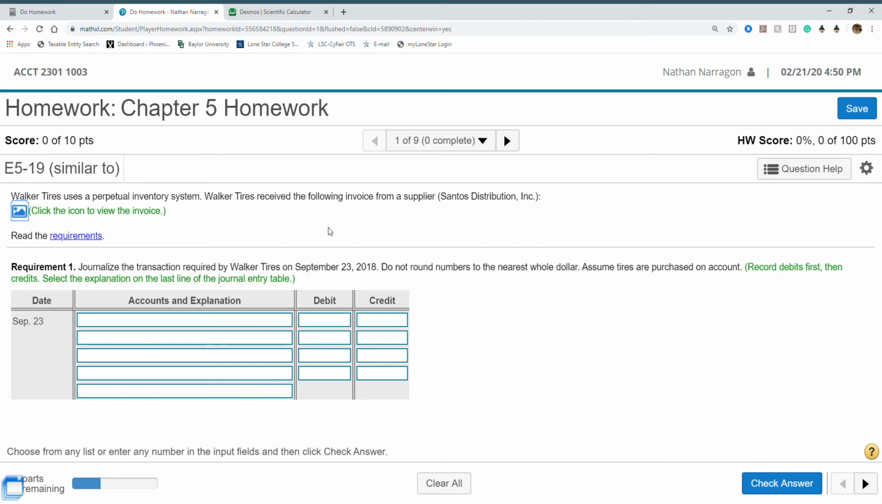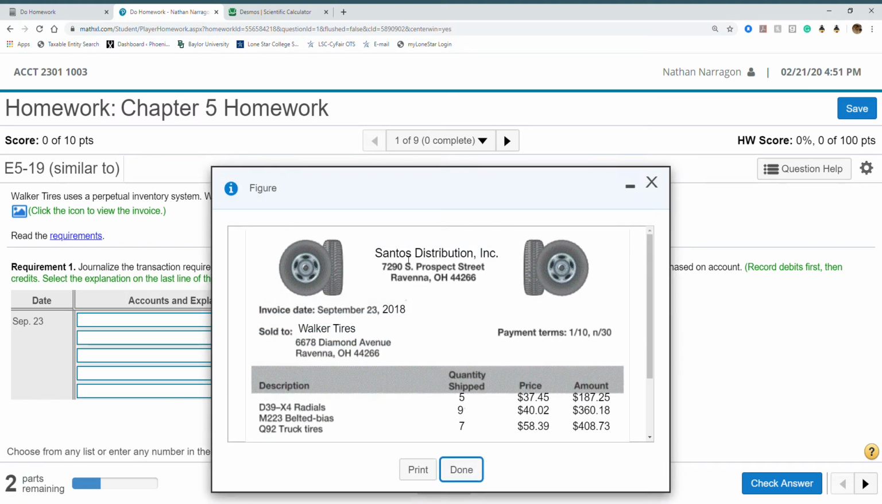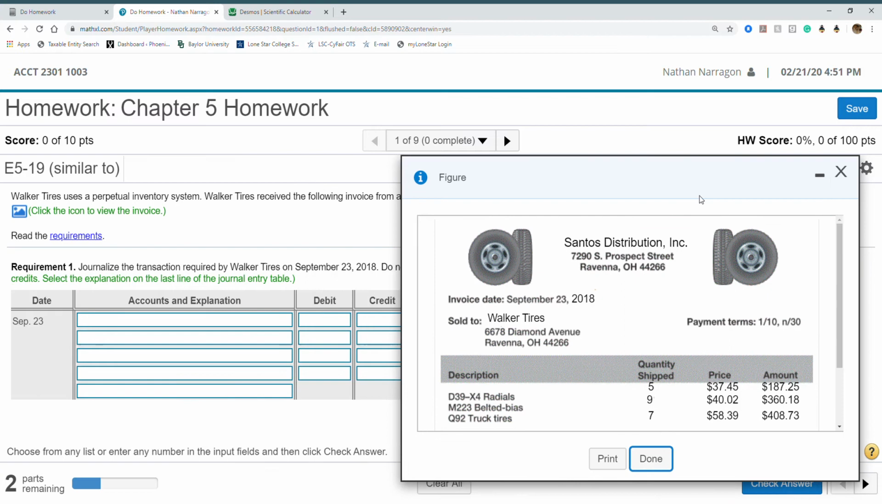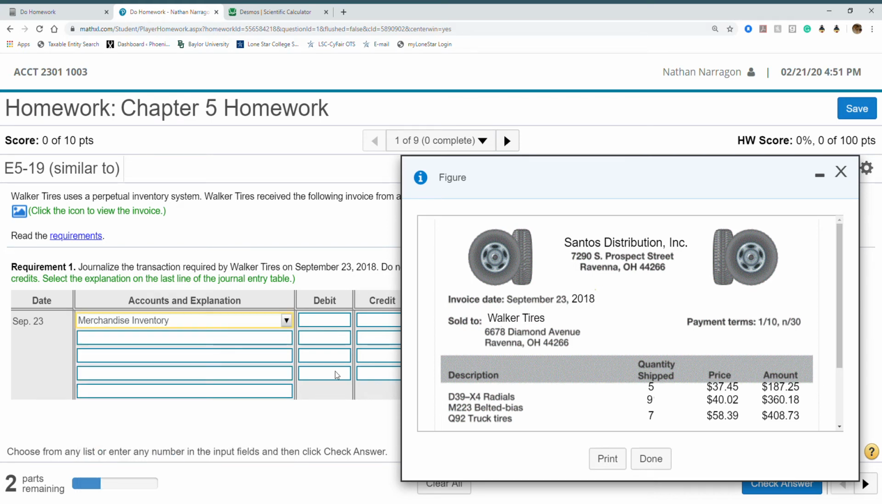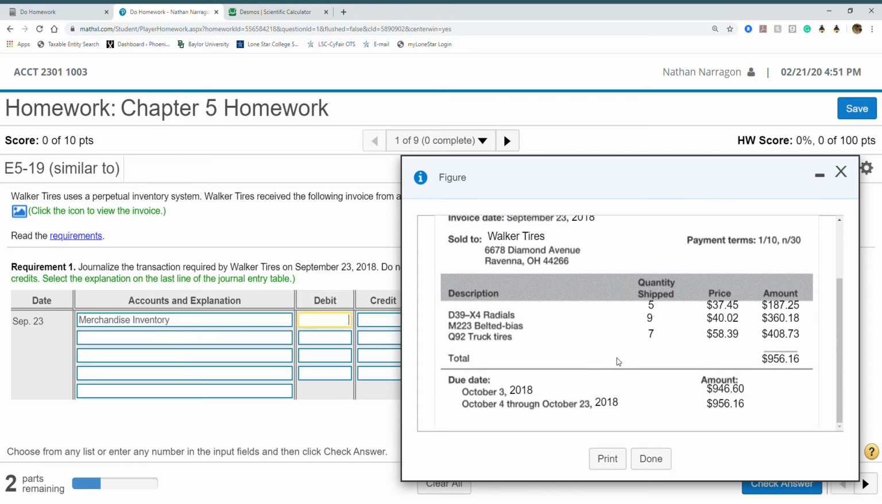Okay. So they are using the perpetual system and they're receiving the following invoice. So they are the buyer. Sweet. So again, with the buyer, it's a little bit easier, because first off, they're always going to receive merchandise inventory. It's going to be for the total amount, which is 956.16.